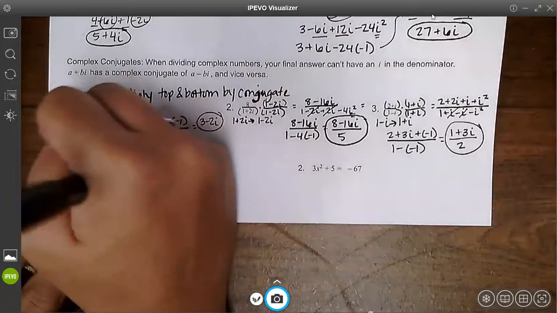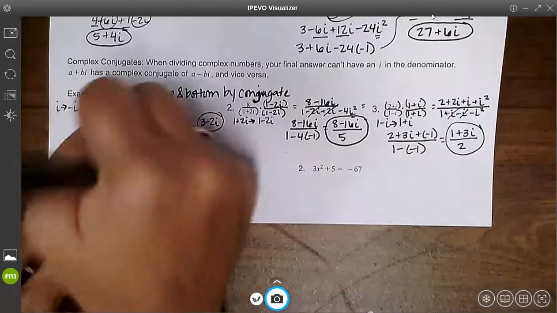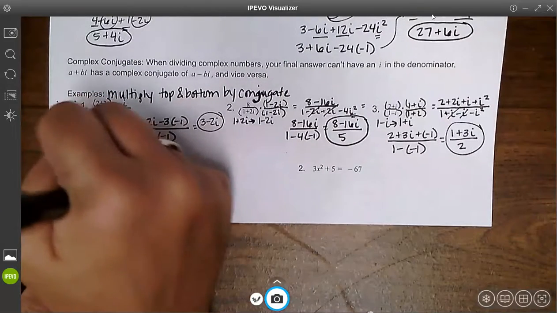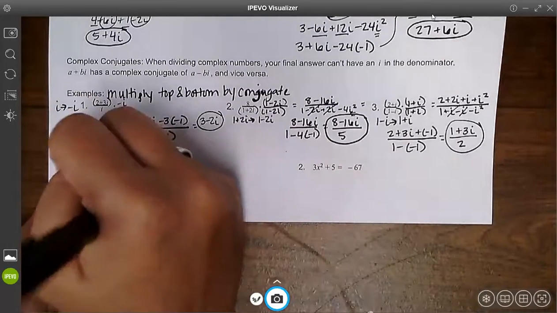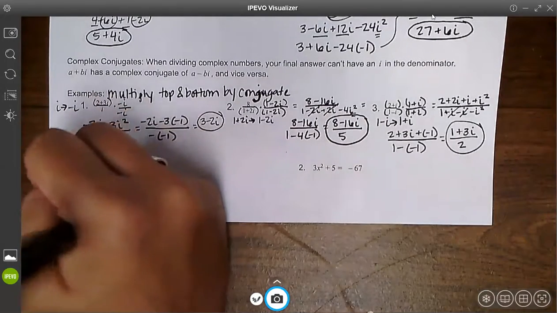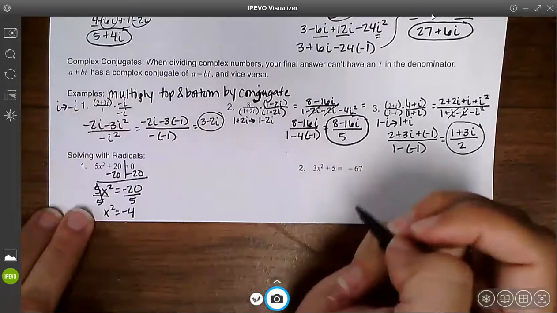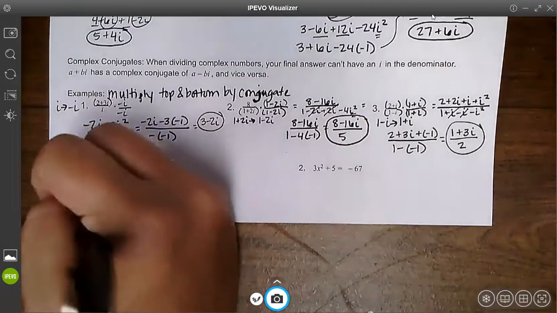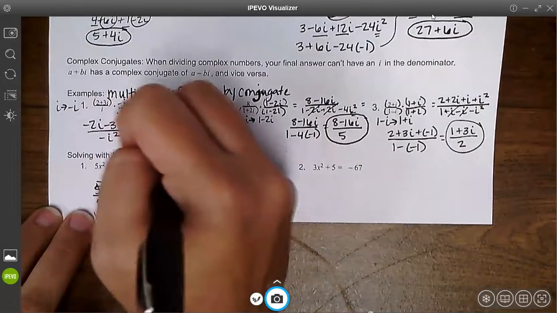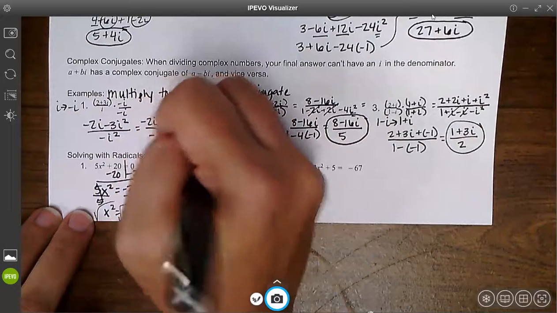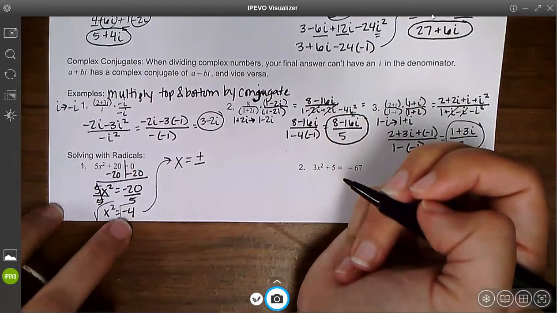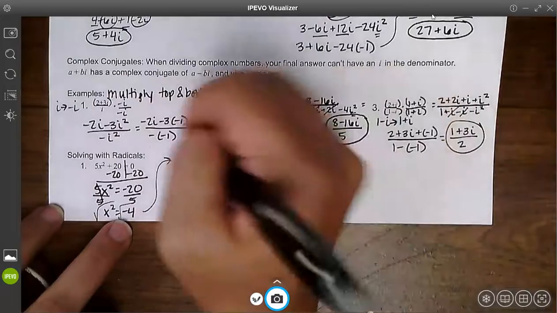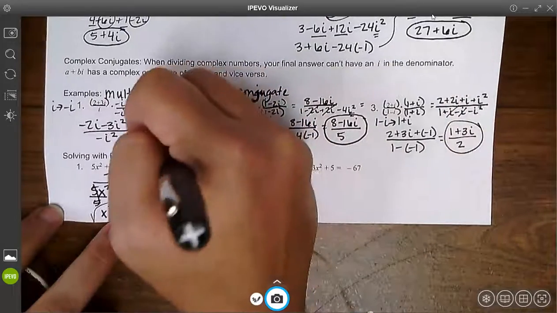I'm going to start with subtracting 20 from both sides of this equation. 5x squared equals negative 20. Divide both sides by 5. x squared equals negative 4. Take the square root. When you take the square root, you have to have the positive and negative square root. The square root of 4 is 2. Because there's a negative under there, we have to have the i with it. So plus or minus 2i.